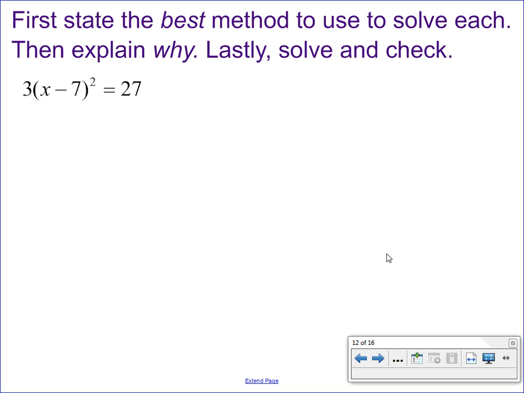You're going to create an x squared and an x term. We want a single variable term, and so don't FOIL that out. Instead, let's just solve by taking square roots. So definitely taking square roots is the way to go for this one. How come? It's just a single variable term squared, so there's a single quantity squared.